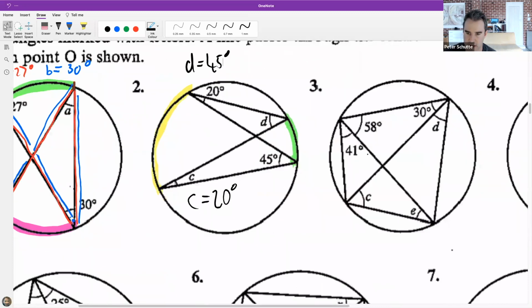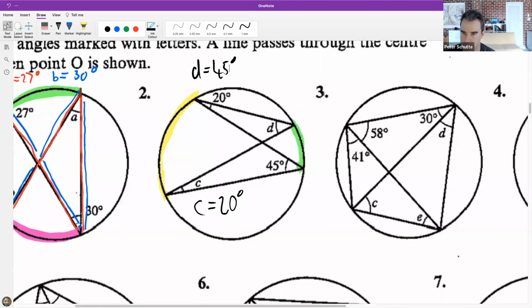Why don't we try and do number 3 as well? Can you find me now? So for number 3, you have to find C, D, and E. And I'll give you a little bit more time. I know I was a bit quick there.